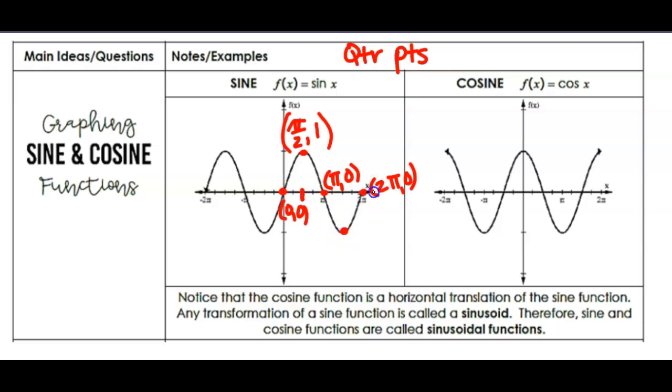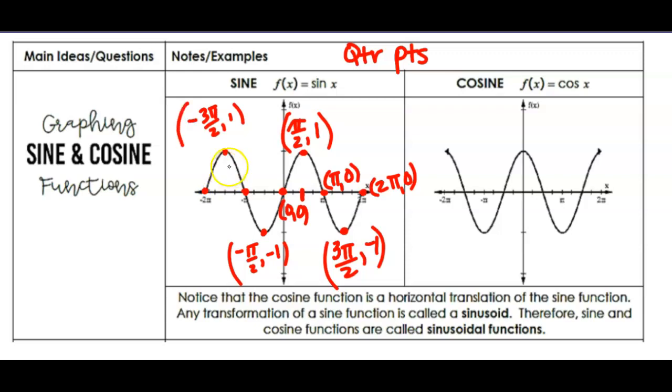And in between pi and 2 pi would be 1.5 pi, or 3 pi over 2, 0. No, -1, just kidding. All right, so it went up, back to 0, down, back to 0. And going this way, this would be negative pi over 2, negative 1, negative pi, 0, negative 2 pi, 0, and this would be negative 3 pi over 2 and up 1, okay?